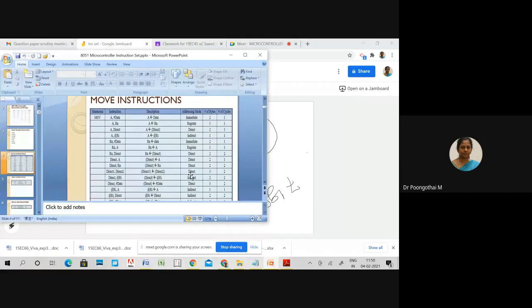It requires 3 bytes of memory location and 2 machine cycles are required to execute this instruction, MOV direct1, direct2. Okay. And the next one is a simple instruction. Already you are aware of this one, MOV direct, @Ri. Your Ri is configured as a pointer here.